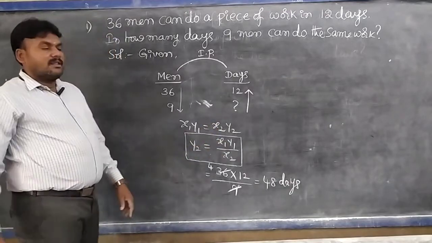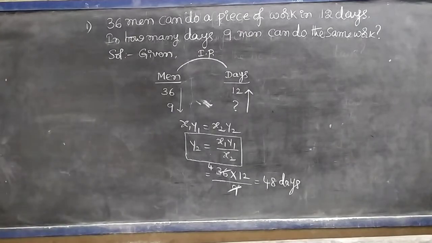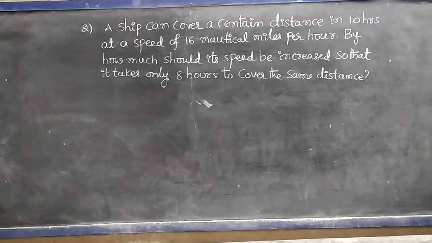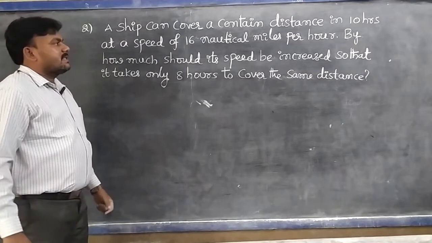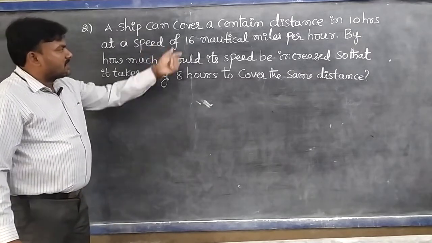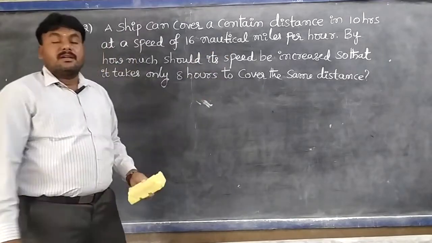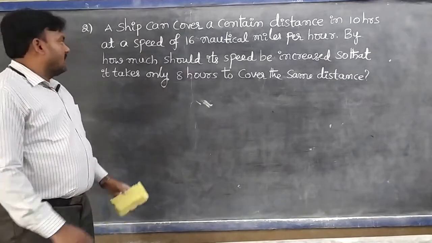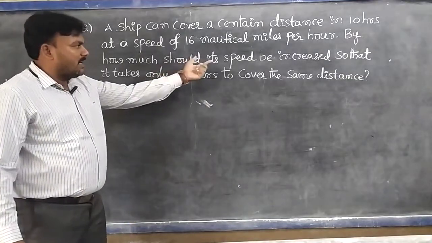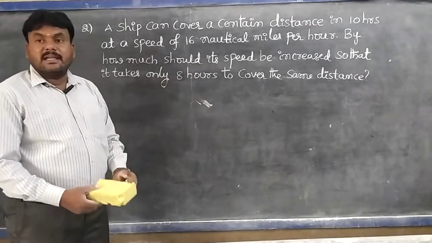Then we go for another problem. Observe the question carefully. A ship can cover a certain distance in 10 hours at a speed of 16 nautical miles per hour. A nautical mile is the unit of distance for a ship at sea. So the units are nautical miles per hour, students. By how much should its speed be increased so that it takes only 8 hours to cover the same distance?